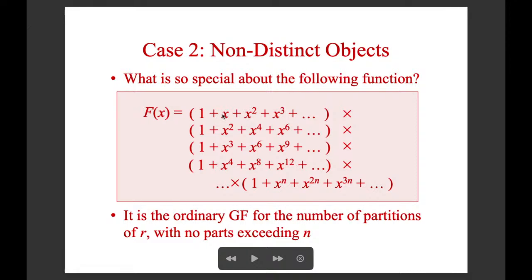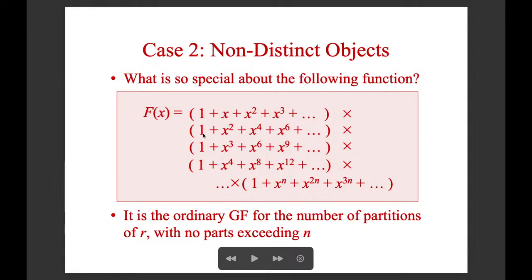So notice that the power of x is increasing 1 by 1 here. So we are actually using this to specify how many ones will appear in the partition of the number 4. We are using 4 as an example. So here, 1 means we are not using any 1 in the partition. Here we are using exactly one 1. Here we are using exactly two 1's, and here exactly three 1's, and so on and so forth. And similarly, this second polynomial corresponds to the number of 2's that we are going to use in the partition.